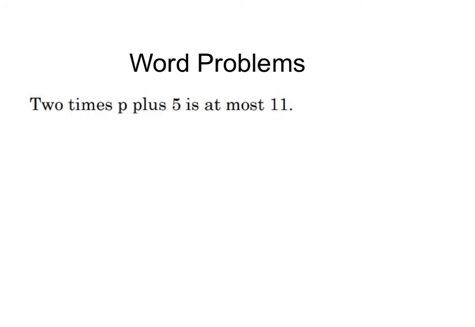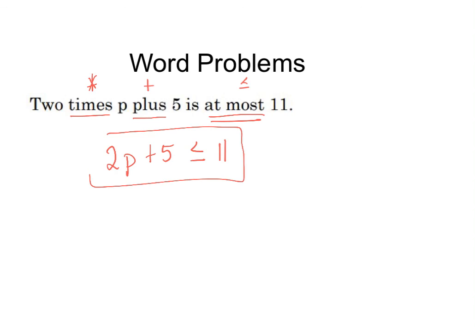For the last example, 2 times p plus 5 is at most 11. Times is multiplication, plus is addition, is at most. This is one of those weird ones where at most looks like it should be a greater than, but it's actually a less than or equal to. So now 2 times p plus 5 is at most 11. Again, very similar to the previous two, but notice how the inequalities change with those key words.